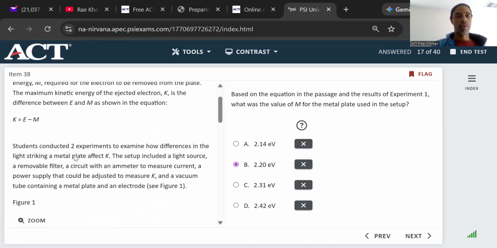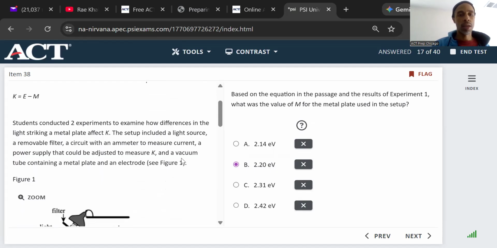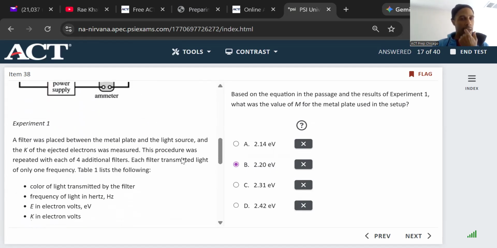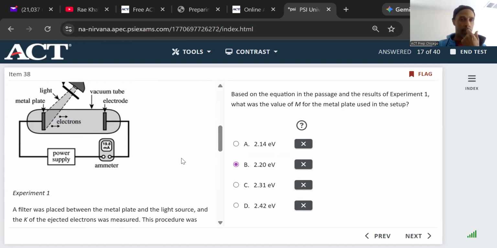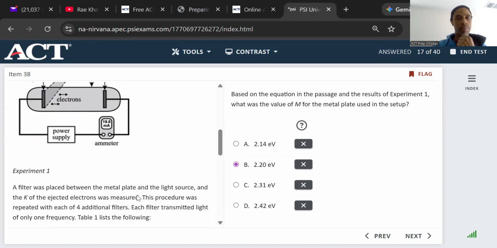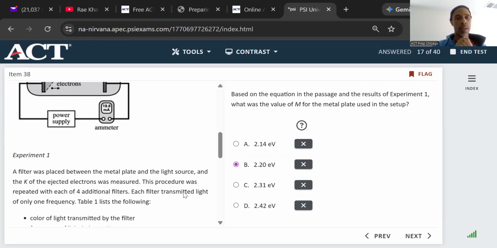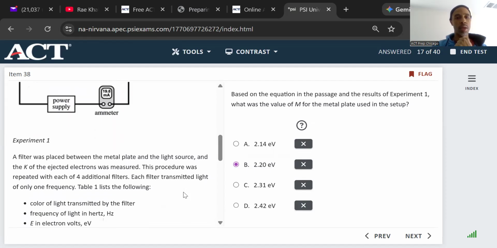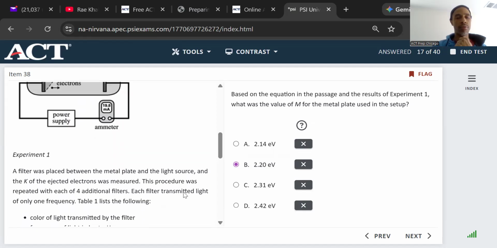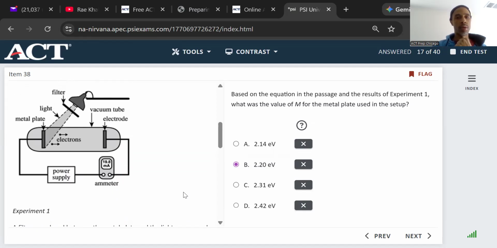How differences in light striking metal affect K. The setup included a light source, a removable filter, a circuit with an ammeter to measure current, a power supply that can be adjusted to measure K in a vacuum. Okay, and then this is just setup. A filter is placed between the metal plate and the light source, and the K of the ejected electrons was measured. This procedure was repeated with each of 4 additional filters.